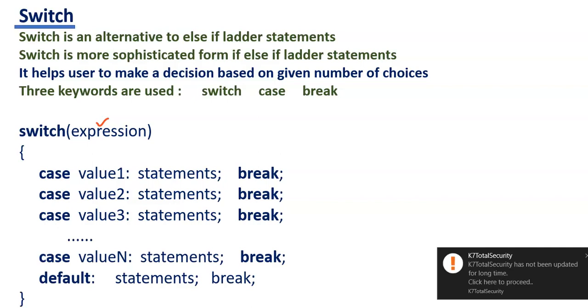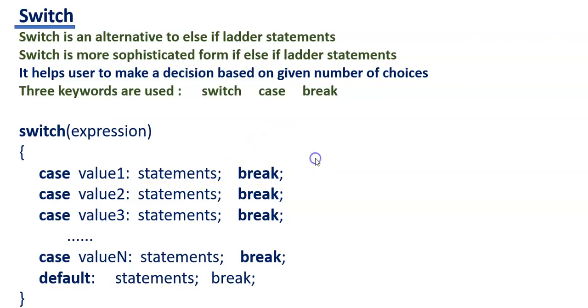Case value 1, followed by colon. We need to give a colon here. No other symbol is allowed, only colon, followed by statements, then the break statement. Now observe here, switch, case and break are given in bold letters. That means they are keywords. And similarly case value 2 and so on, with statements. And the last one is default. That means if no case is matched, then the default statements are executed. This is the simple syntax of the switch statement.